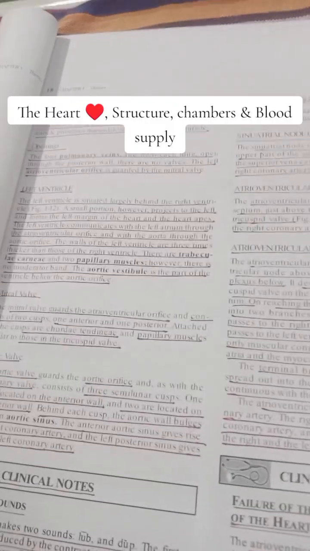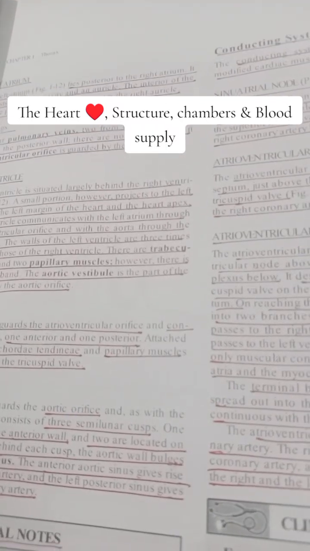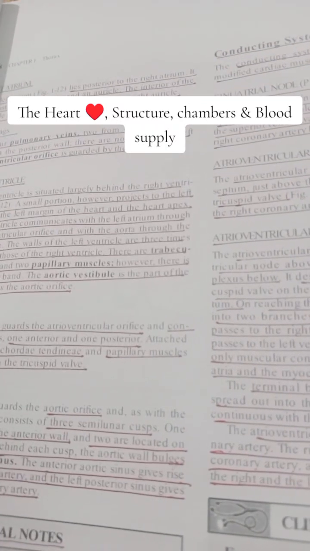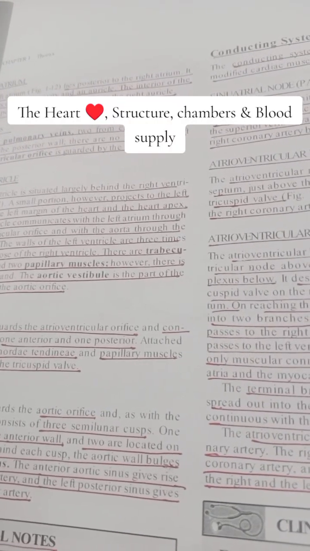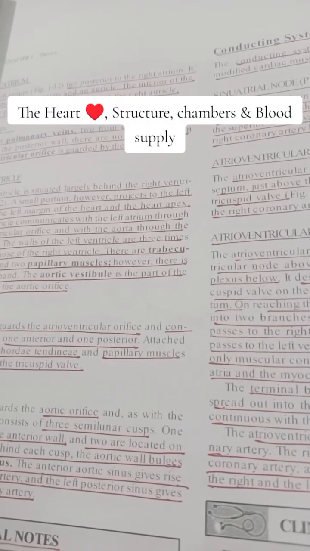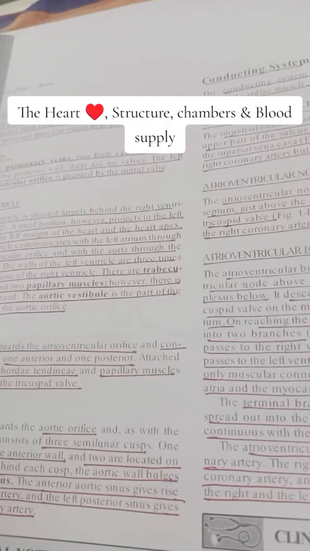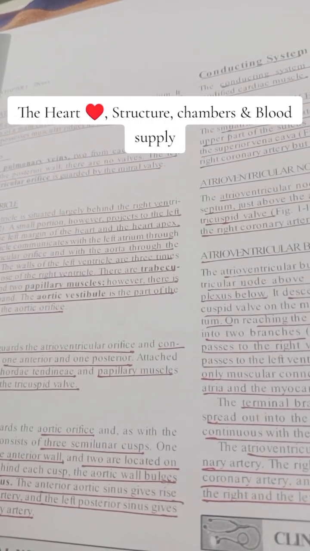The left atrium. The left atrium lies posterior to the right atrium. It consists of a main cavity and an auricle. The interior of the auricle possesses muscular ridges as in the right auricle. Openings: the four pulmonary veins, two from each lung, open through the posterior wall. There are no valves. The left atrioventricular orifice is guarded by the mitral valve.